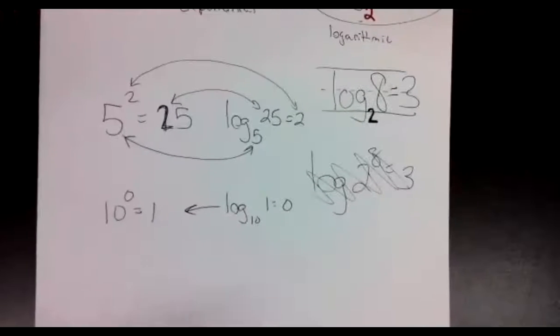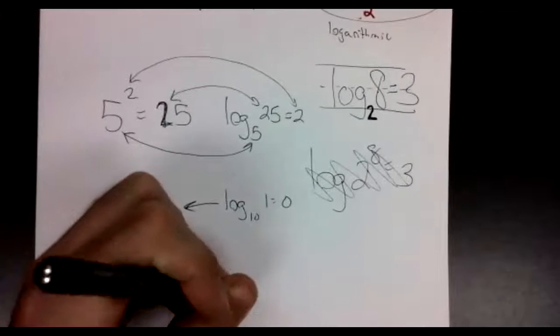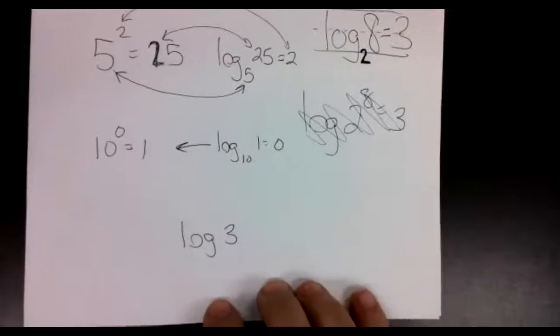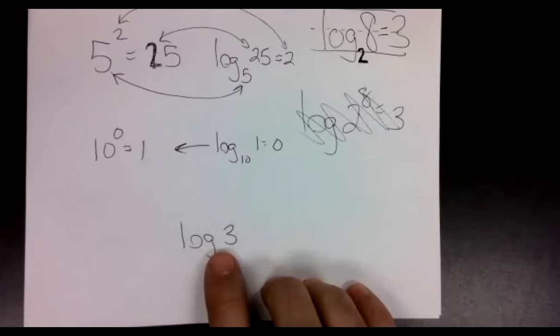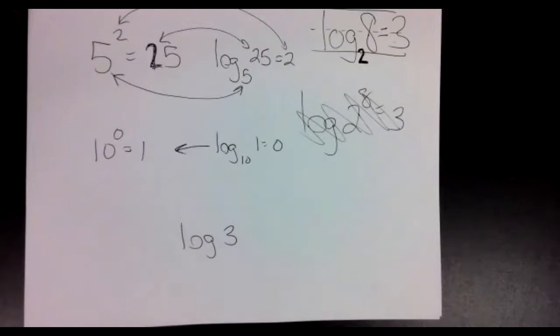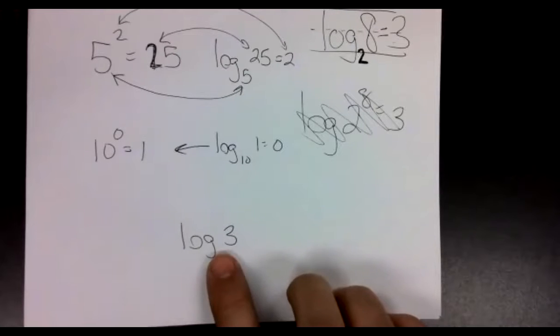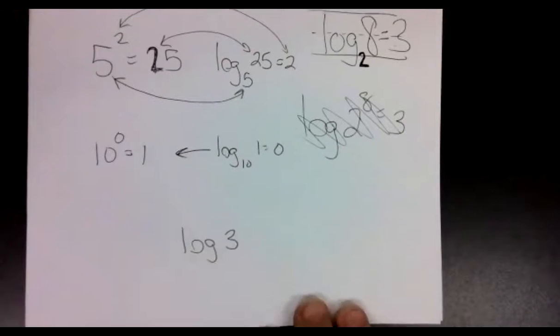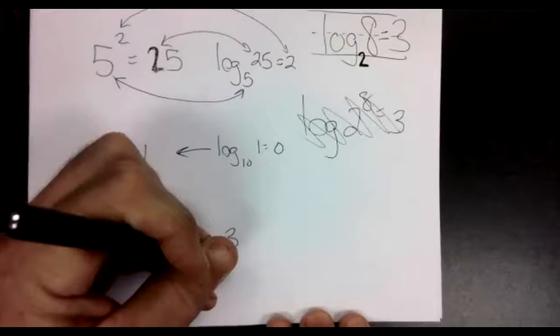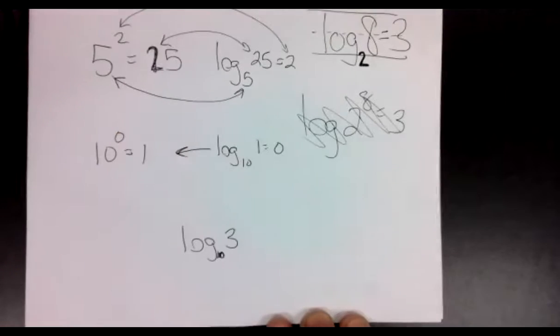Now, also, if you have a log with no apparent base, if they don't write a sub number, this is one of those times in math where it's just implied. They don't always write it down. In math, that's usually a 1. However, with logs, that's not the case. If there's no apparent base, if they don't give you a sub number, it's automatically a 10.